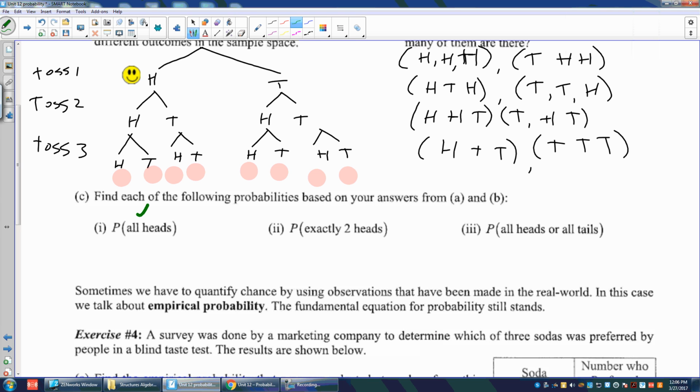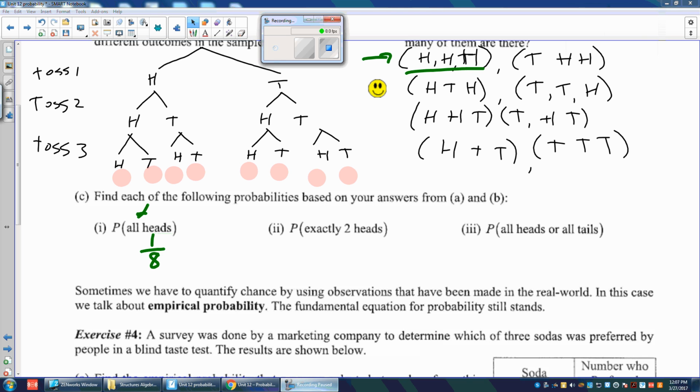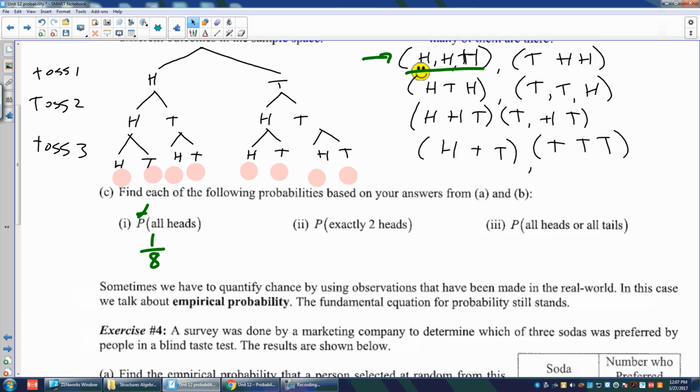Okay, and ask, what's the probability of finding all heads? Well, there's only one spot where they're all heads. So it is 1 out of 8. Exactly 2 heads. Okay, now there's a couple spaces there where it has exactly 2 heads. This one does not have exactly 2 heads. It has more than 2 heads. This one has exactly 2 heads. That one has exactly 2 heads. Not enough. Yes, there's the third one. That's it. 3 out of 8.